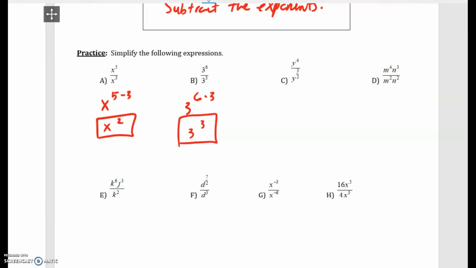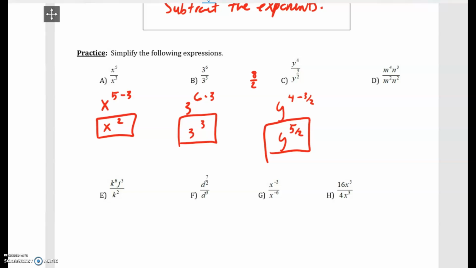Okay, do we have the same base on letter C? Y and y. So yes, we do. So we can subtract the exponents. So we have y to the 4 minus 3 halves. Okay, well, if you want, you can use a calculator to do that. 4 is the same thing as 8 halves. 8 minus 3 is 5. So this is y to the 5 halves.